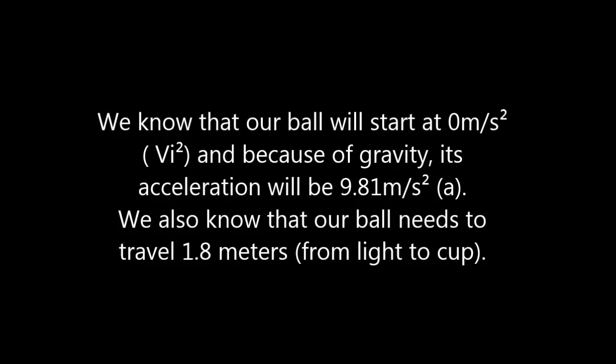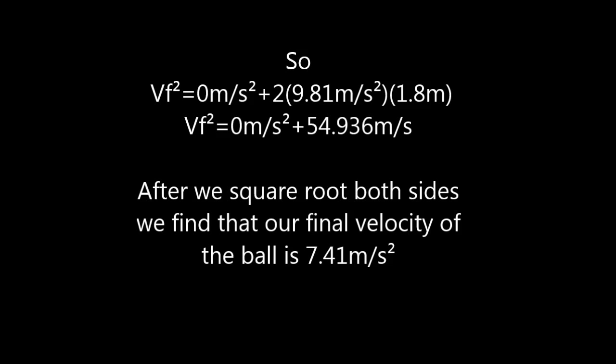We know that our ball will start at 0 meters per second, and because of gravity, its acceleration will be 9.81 meters per second squared. We also know that our ball needs to travel 1.8 meters. So, final velocity squared equals 0 squared plus 2 times 9.81 times 1.8. After we square root both sides, we find that our final velocity of the ball is 7.41 meters per second.